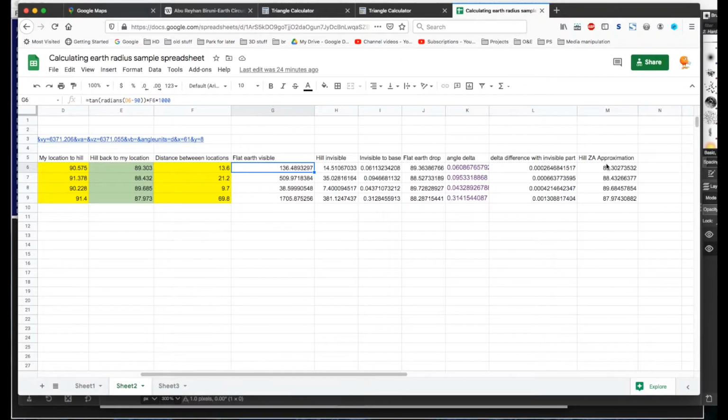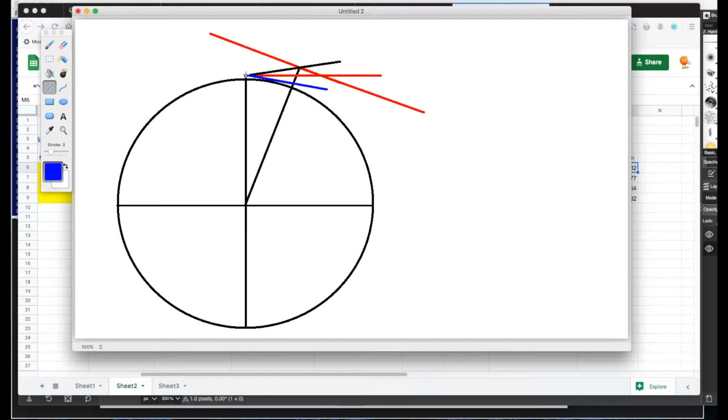So the way that I estimated the zenith angle approximation from the hill back to my location, I looked at the problem this way. If I'm standing above mean sea level, I look down, the blue line would represent the angle to the sea. The red line represents my horizontal eye level, and the black line represents the angle up to the peak of a mountain or a hill that I'm looking at.